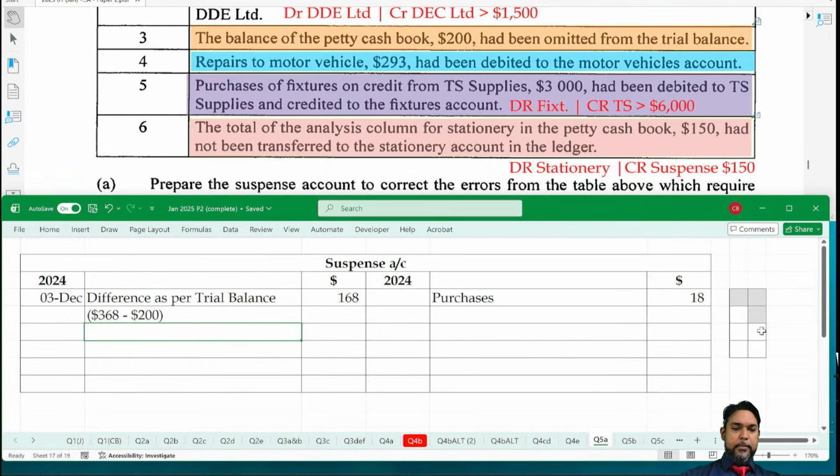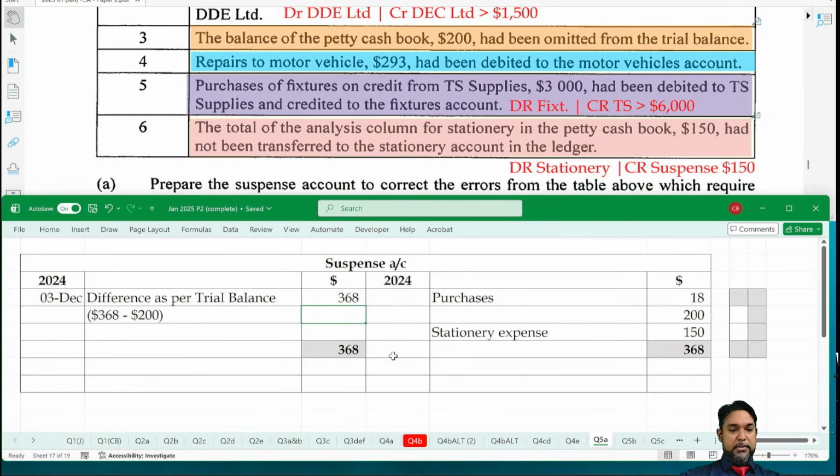Right. Okay. Next, the stationery expense is 150. And yeah, look at that. When you add up 18 and 150, what do you get? 168, and this side is already 168, right? Cool. Now, even if you had the 200 on this side and the 368 here, it would still balance.